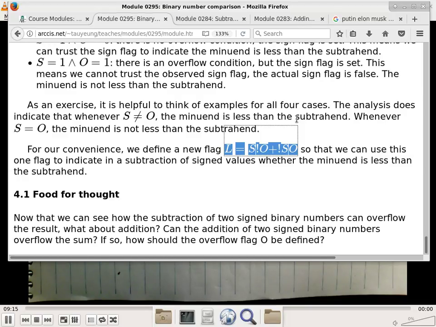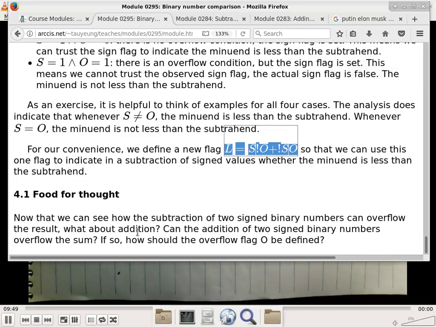Are we still doing okay, or are there any questions before I move on to the last section? Is that okay so far? Okay, so we might come back to this by the time we get to the comparison instruction when we implement this inside the processor. So food for thought: now that we can see how subtraction of 2 signed binary numbers can overflow the result, what about addition? In other words, can the sign of a signed number after addition be incorrect?